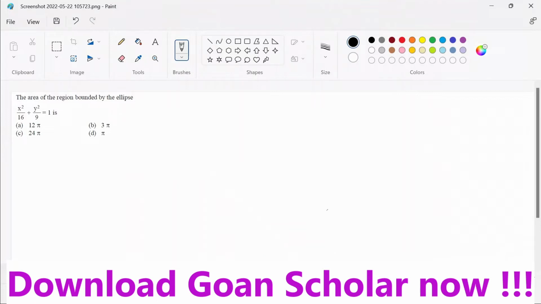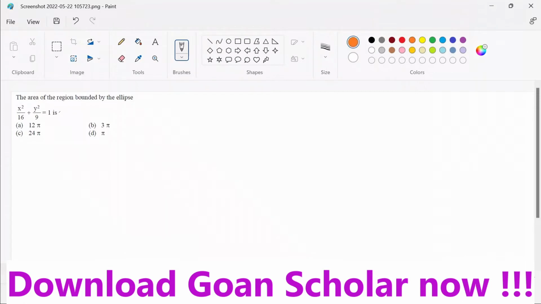Okay, let's start with our first problem on application of integrals. The question says find the area of the region bounded by the ellipse. Now in the question here it is given ellipse. Sometimes it is not given. They'll simply say find the area of the region bounded by the curve. So you should be familiar with the equations. Here this is an equation of ellipse.